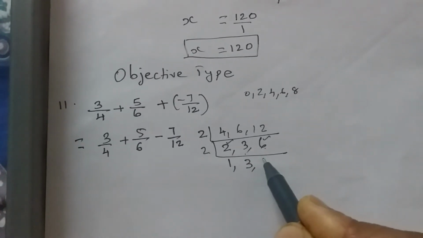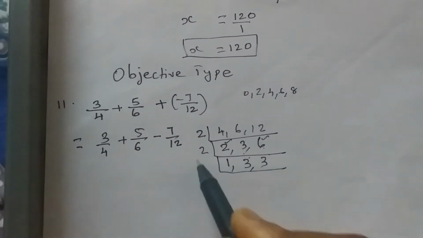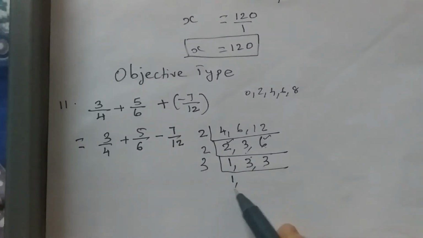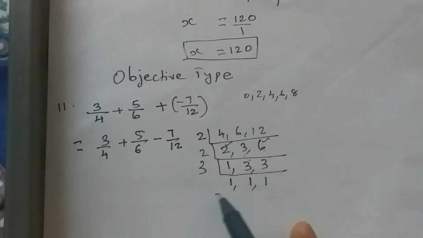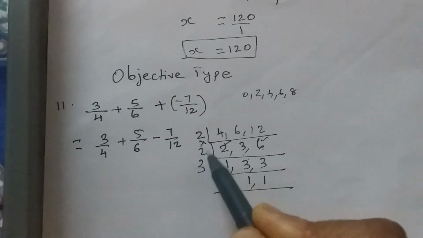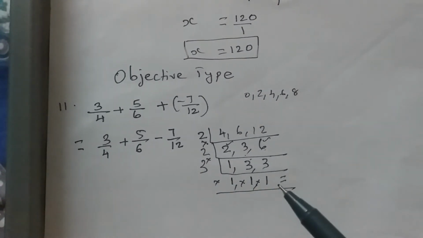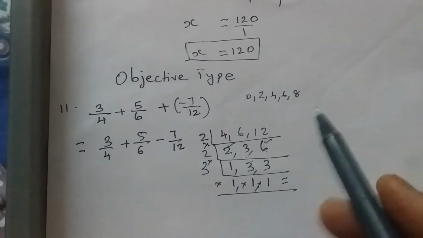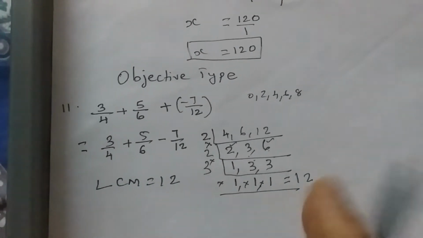Then 6 divided by 2. 2 3s are 6. Now 3 and 3. Both come in which table? Yes, 3 tables. So can we divide 1 by 3? No. What to do? Write 1 as it is. Then 3 divided by 3. 3 ones are 3. 3 ones are 3. That's all. Division is over. Now how to find the LCM? Multiply all the numbers. 2 into 2 into 3 into 1 into 1. Multiplying by 1 gives the same answer, so leave out the ones and multiply the other numbers. 2 2s are 4. 4 3s are 12. So what is our LCM? The LCM is 12.